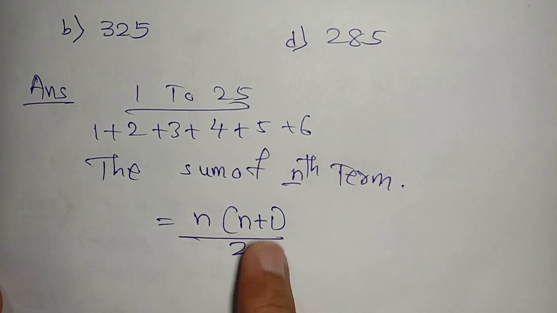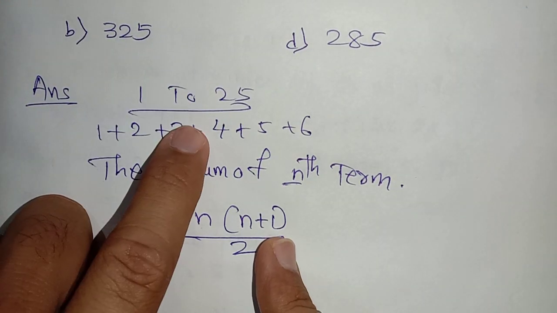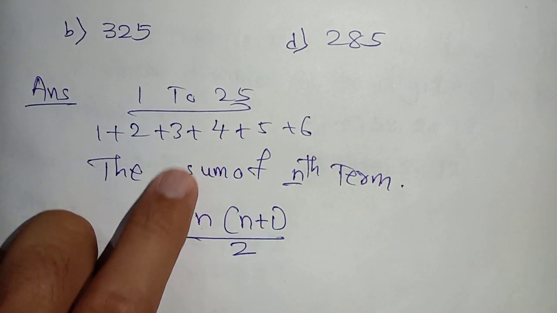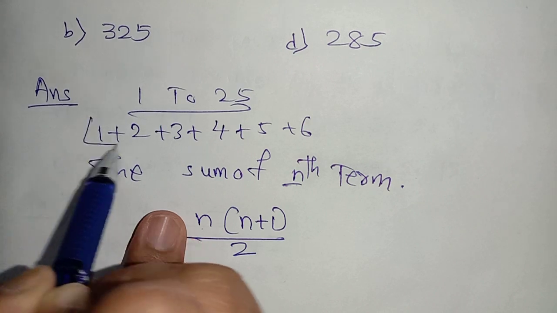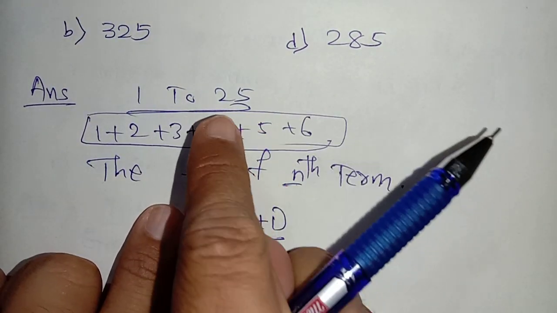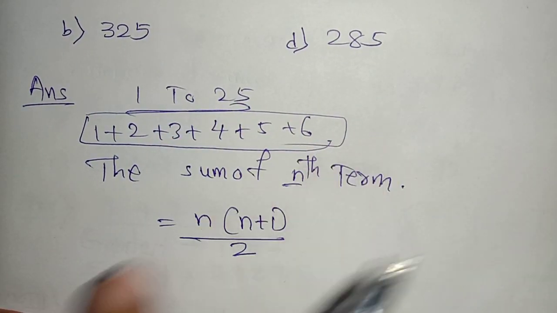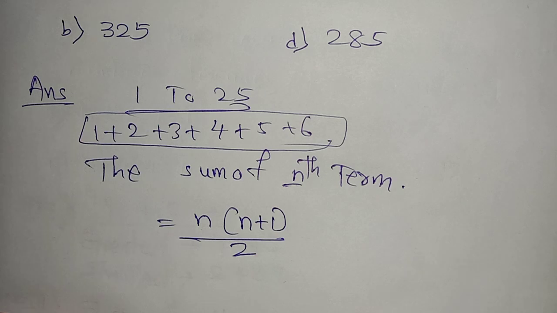Using this formula you can write any kind of number, even if sometimes they give a very big number. That time also you don't need to write by the other method, 1 plus 2 plus 3 and so on up to 25, and add. You do not need to do this one. Use this formula. This is a very simple trick.